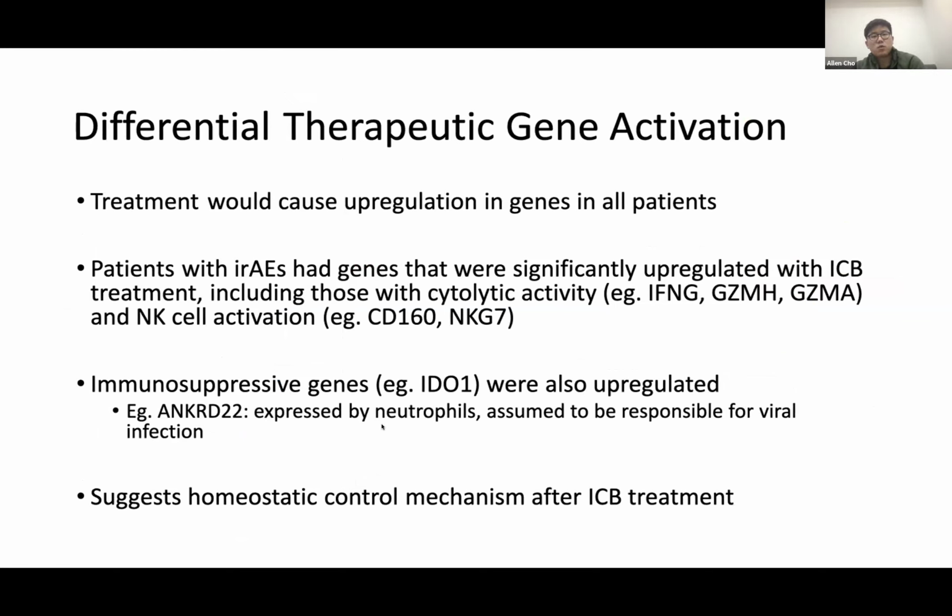And then one thing they actually found was that the treatment causes an upregulation in genes in all of the patients. There are certain genes related to cytolytic activity, which you would expect to occur, so it would help with the tumor activity. But there are also certain genes that are activated that are immunosuppressive, which goes against what we think of as the immune system treating the cancer. But this is saying that it also causes immune suppression.